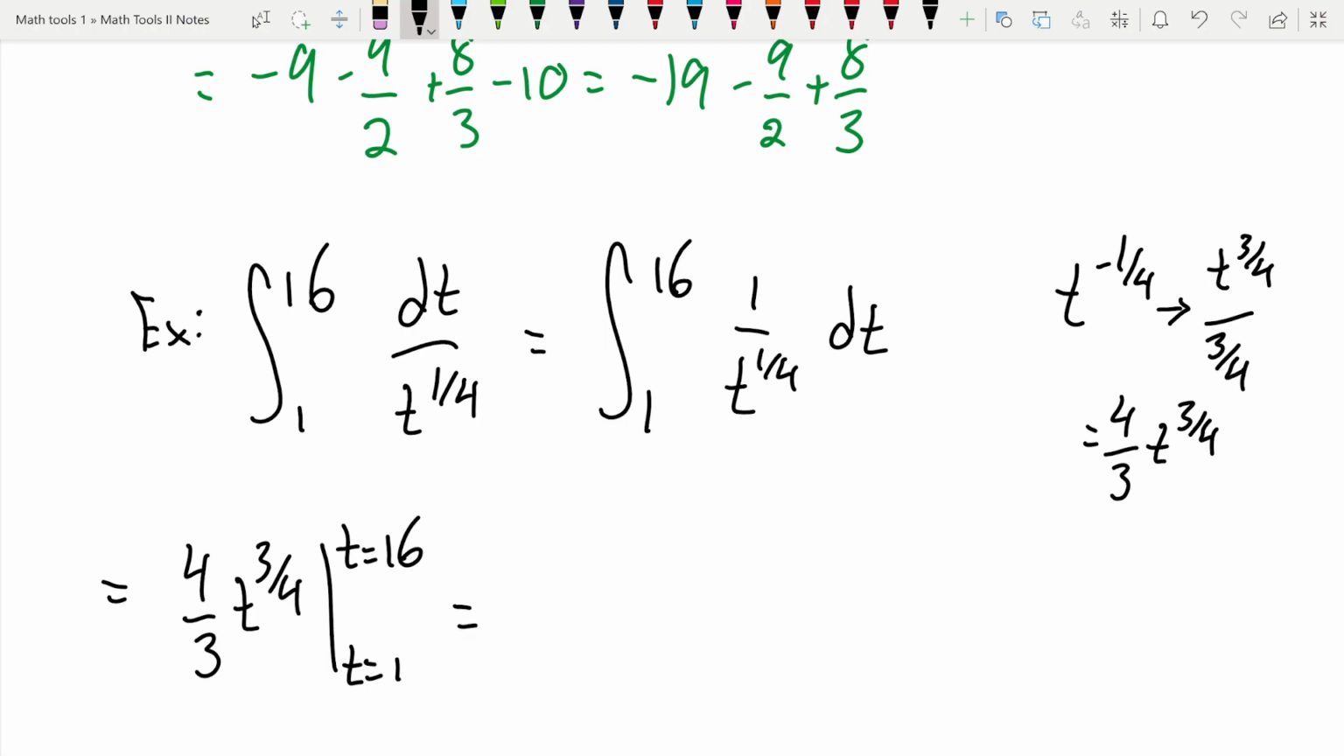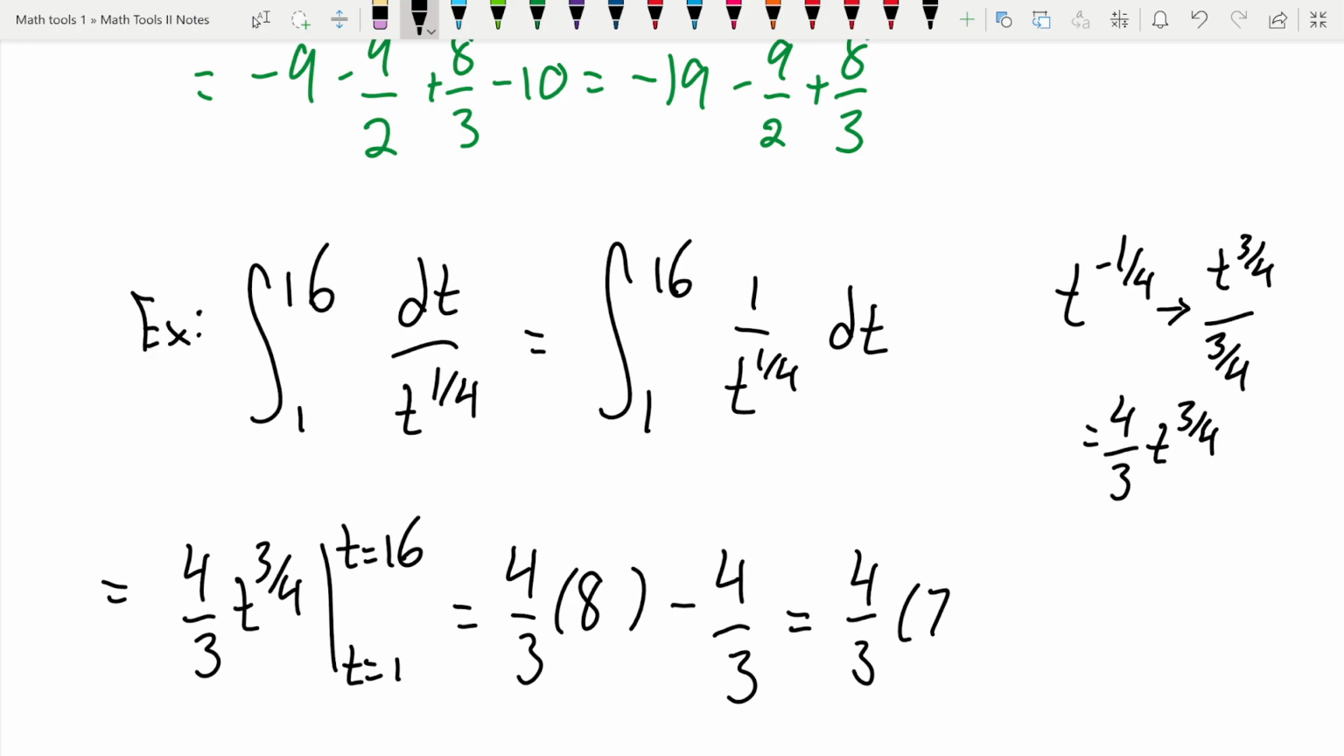So 16 to the 3/4 is going to be 8, right? The fourth root of 16 is 2, and then cubed is 8. So this is 4 thirds times 8 minus 1 to the 3/4, which is just 1, so we just subtract 4 thirds. So this is 4 thirds times 7, so 28 thirds. Okay, just combining like terms there.